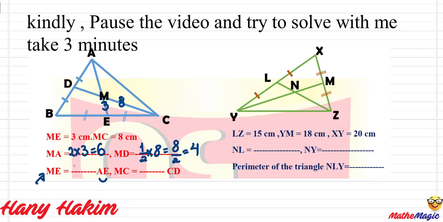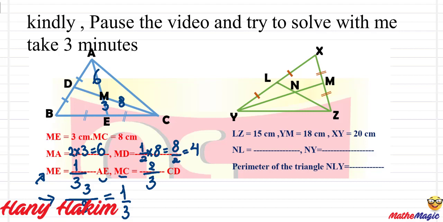ME represents only 1 part, AE represents 3 parts. By another method, ME equals 3 centimeters and AE will be 9 centimeters. If you simplify this, you will get the same answer, which is 1 over 3. Next one, MC represents 2 parts of our ratio, CD represents 3 parts of our ratio. Next example.